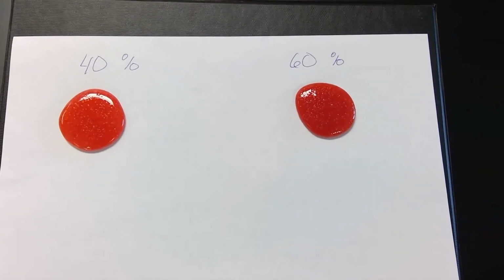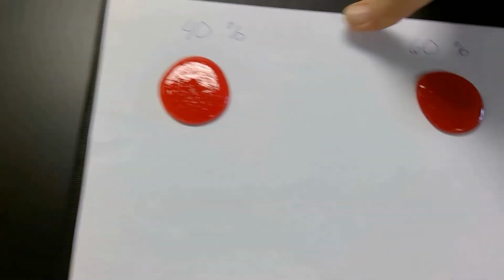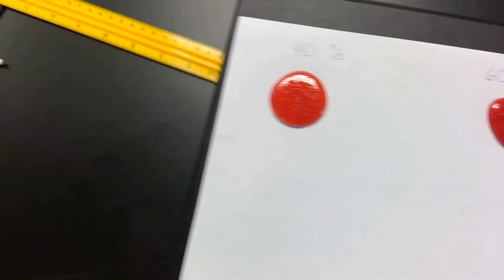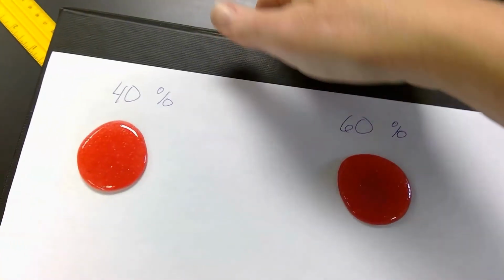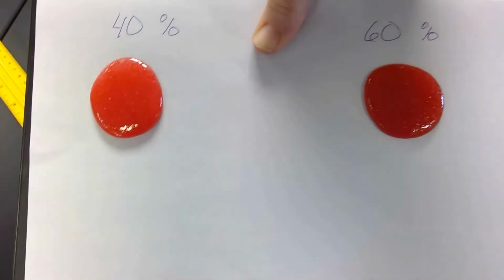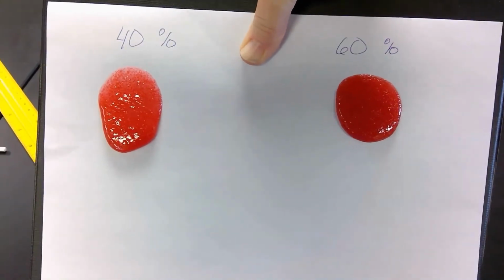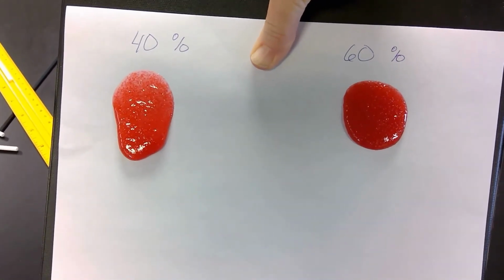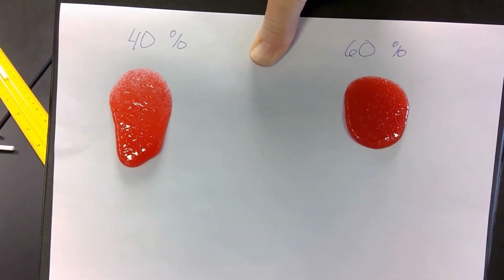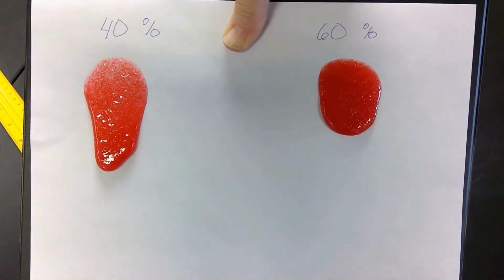So here I stirred them up and I poured them out onto a piece of paper. You can see the 40 and the 60. And if I lift this up a little bit so that gravity can kind of start to act, there you can see what's happening with the 40 and what's happening with the 60. The 40 is running down, the 60 is a little bit, but the 40 is definitely winning.